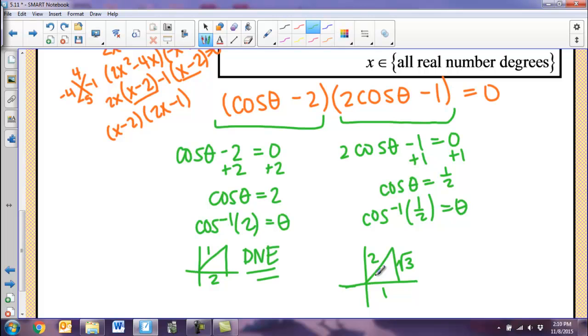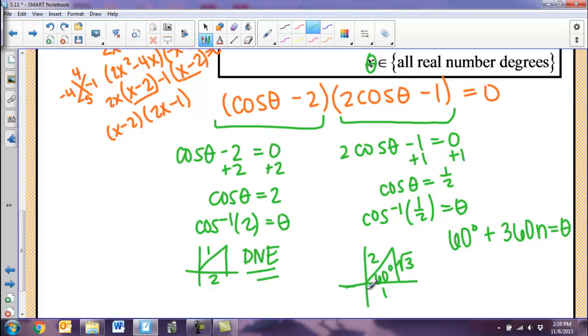And that would get me a reference angle of 60 degrees. If you look at your domain here, this says x, it should say theta. Theta is all real numbers degrees, so I'm looking for a general solution in degrees. So I would have 60 degrees plus my coterminal for this one, which would be a full rotation of 360 times n. So that's my first general solution.